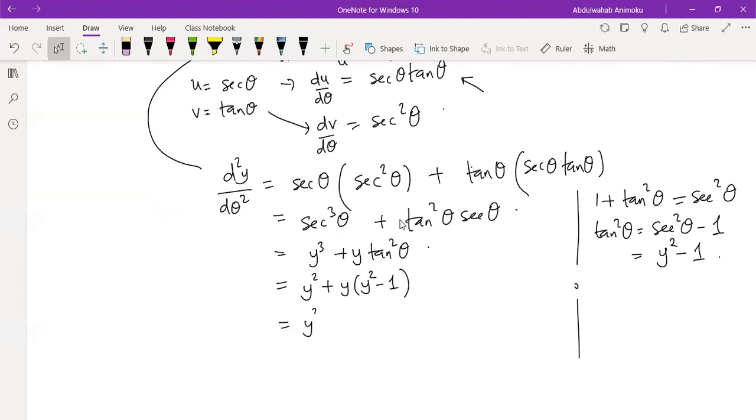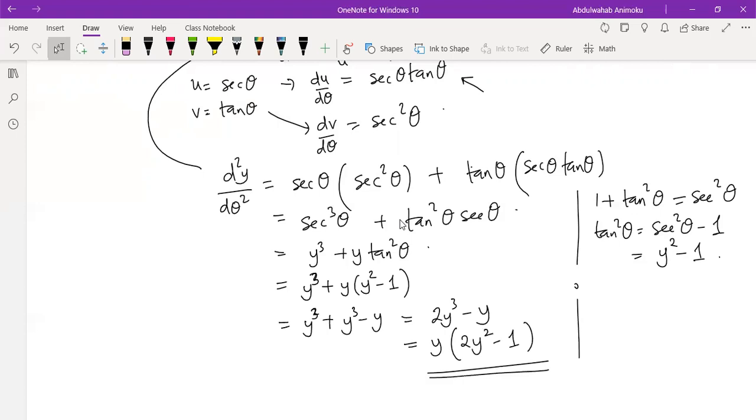When we expand, we get y cubed minus y. So when you add this together, that is 2y cubed minus y. Then you can factorize, since y is common. Factorize y out, and what is left is 2y squared minus 1. So this is how we solve this problem.